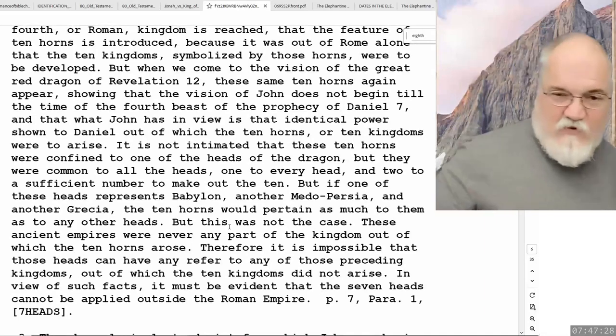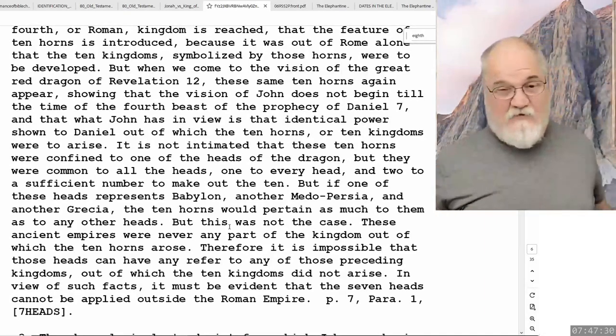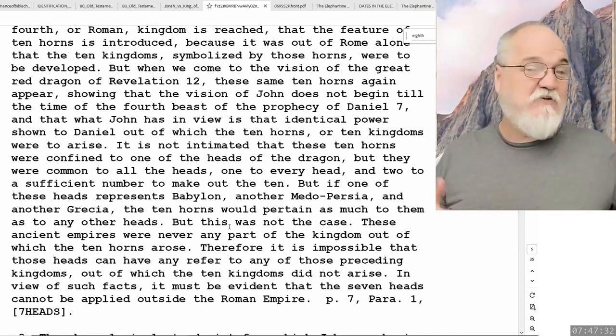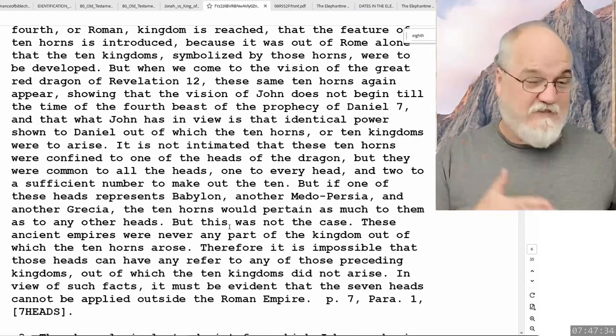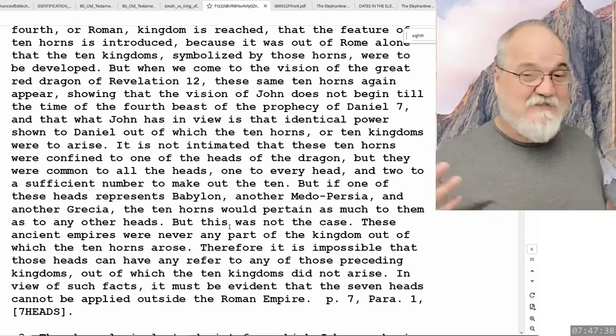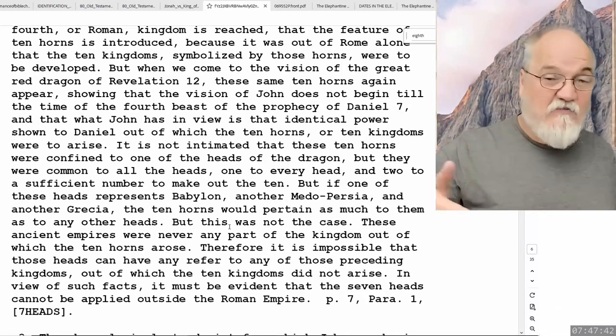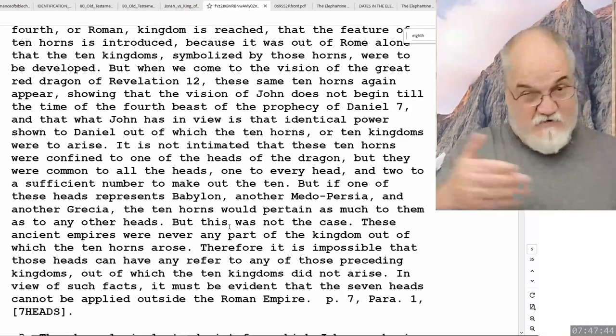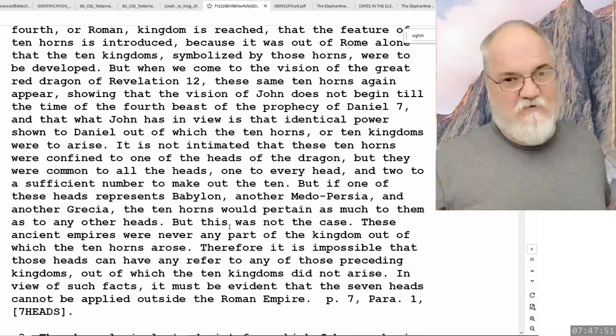Pagan Rome, papal Rome, the US, and then the UN. We're not saying it actually represents those kingdoms consecutively as they occur. We're just saying that the beast itself has the characteristics of all of these kingdoms that it conquered, that it succeeded from, right?